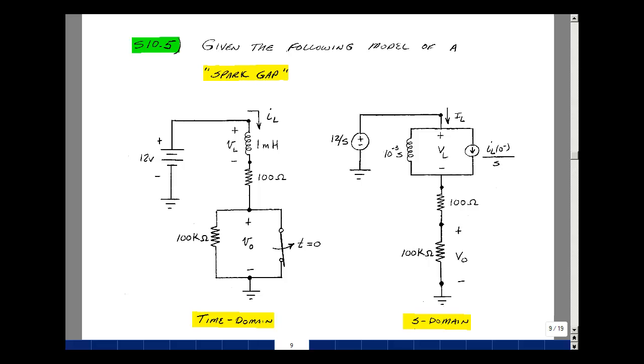This lesson deals with supplemental problem 10.5. You can find this problem in the ECE202 ebook in the Chapter 10 supplemental problem starting on page 9. This time domain circuit is a model for a spark gap.